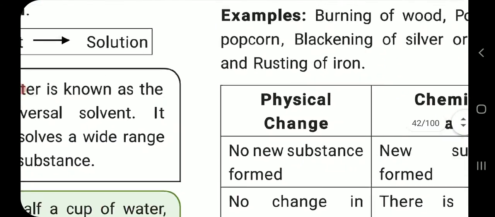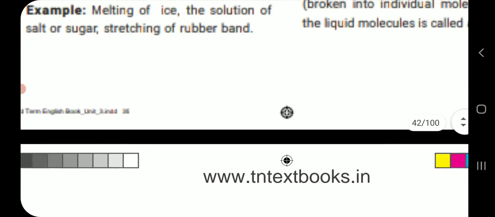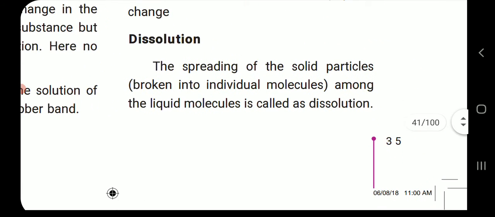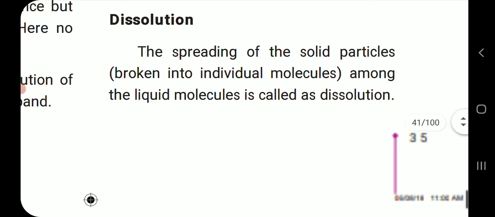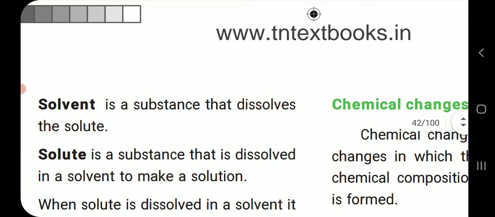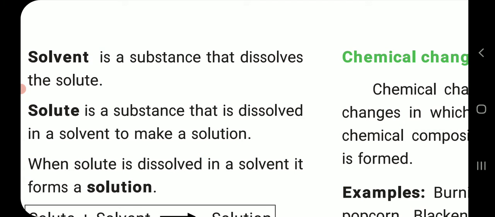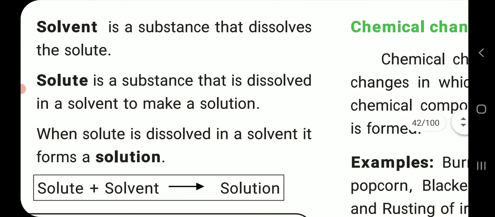Now dissolution is a very simple and separate topic. Dissolution is the spreading of solid particles among the liquid molecules. Here we have the solvent, solute and solution. Solvent is a substance that dissolves the solute. Solute is a substance that is dissolved in a solvent to make a solution. When a solute is dissolved in a solvent, it forms a solution.